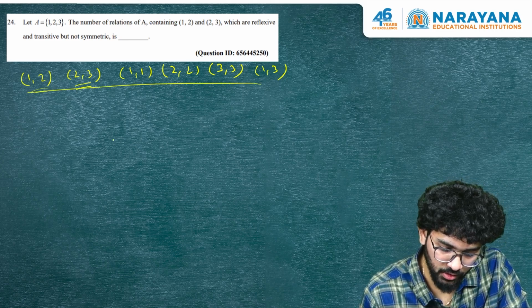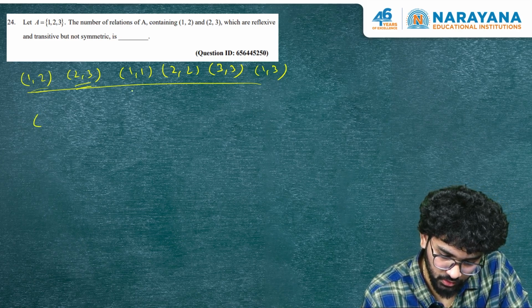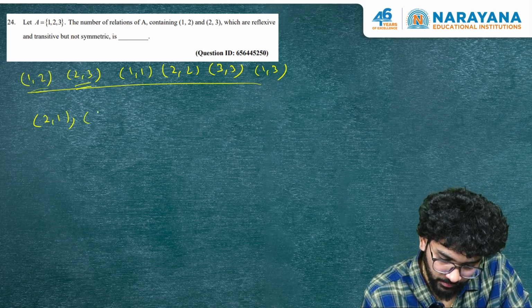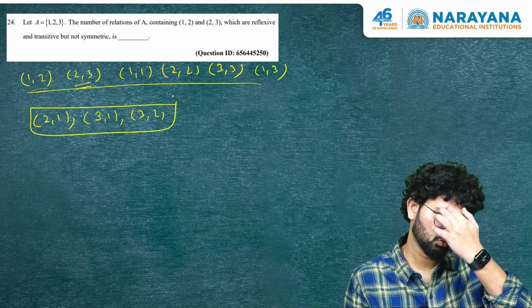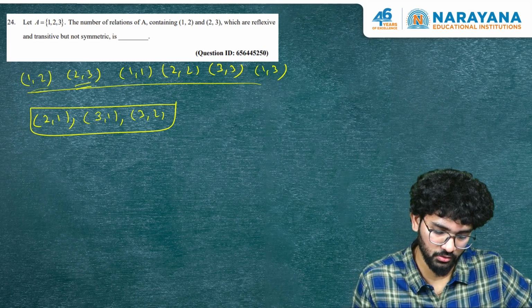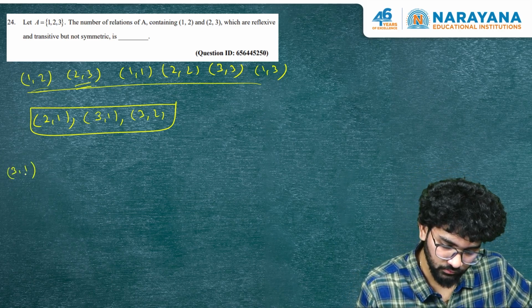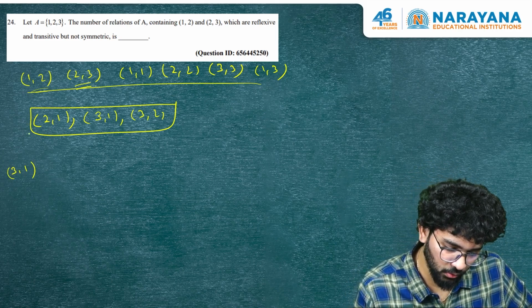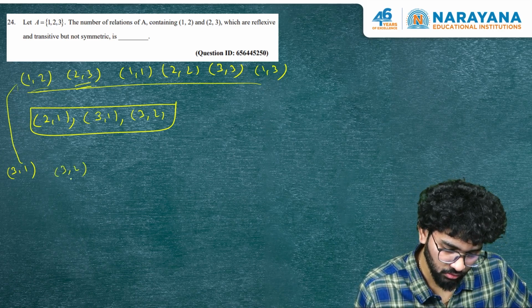Now out of those 9 elements, what are the left out elements? 1, 1, 2, 2, 3, 3 is there, 1, 2 is there, 2, 1 is left out, and then 2, 3 is there, 3, 1 is left out, and then 3, 2 is left out. So from these elements we have to choose to make relations which are reflexive but not transitive. For suppose if I am including 3, 1, then 1 comma 2 is there, so to make it transitive I need to add, see 3 comma 1 is there, 1 comma 2 is there, which means I need to add 3 comma 2 also.